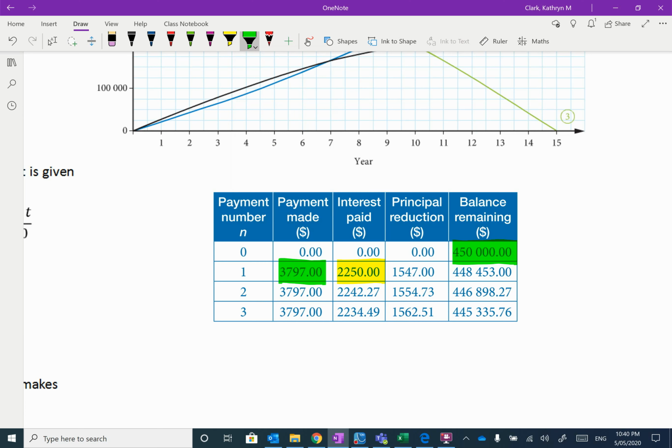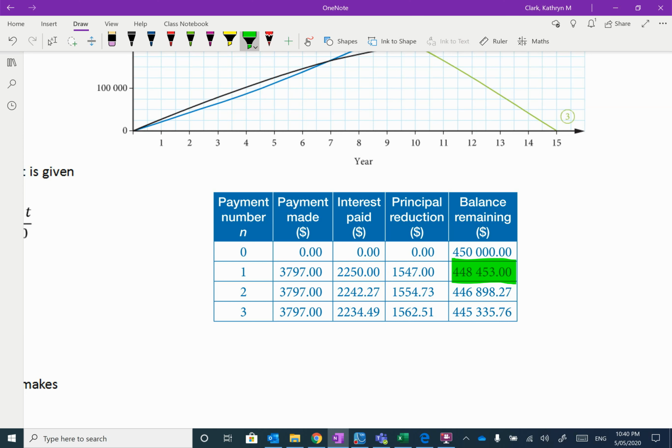So we can see here that we get this thing called a principal reduction. That's how much of your payment actually comes off the amount that you originally borrowed. That's how much, in this case, is going to come off your $450,000. Only $1,547 of your original $3,797 is going to come off that amount. So we then get a new balance. Now, from this new balance, you're then going to be charged interest again prior to you making your next payment.